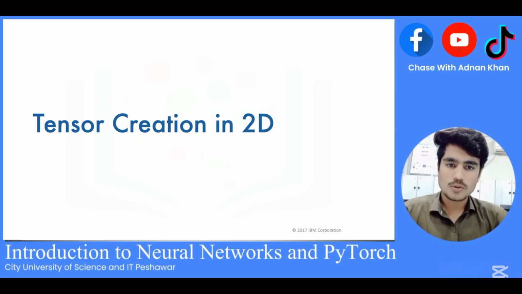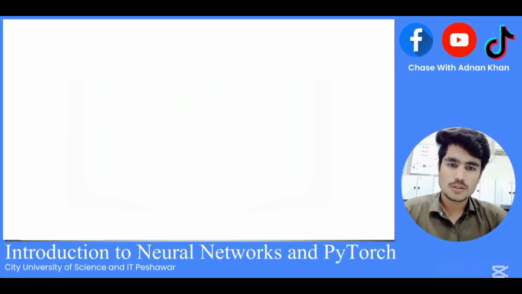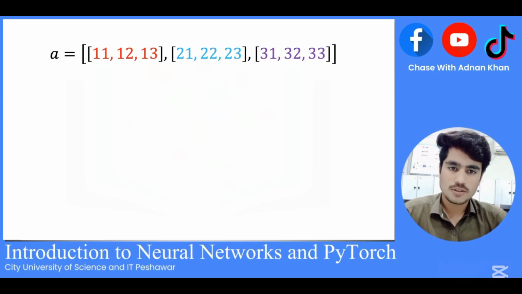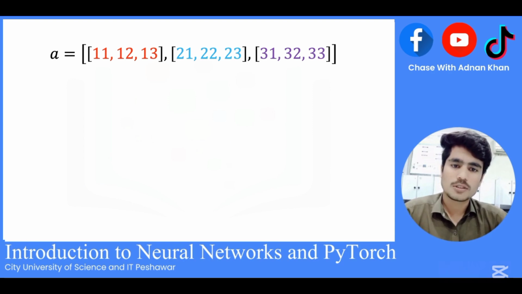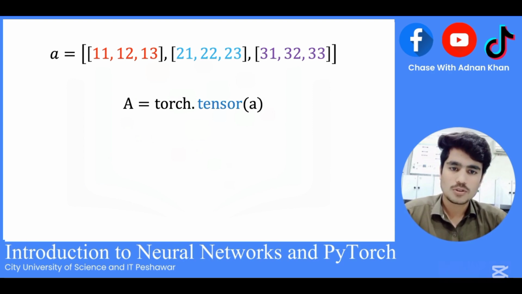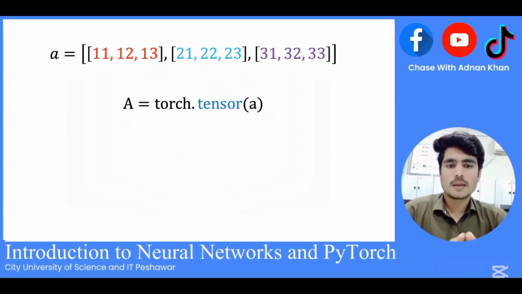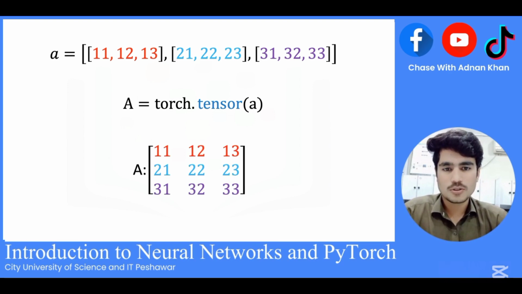Now let's look at how we create a tensor in 2D. Consider the list A. The list contains 3 nested lists, each of equal size. Each list is color-coded for simplicity. We can cast the list to a torch tensor as follows. It is helpful to visualize a torch tensor as a rectangular matrix, and each nested list corresponds to a different row of the torch tensor.